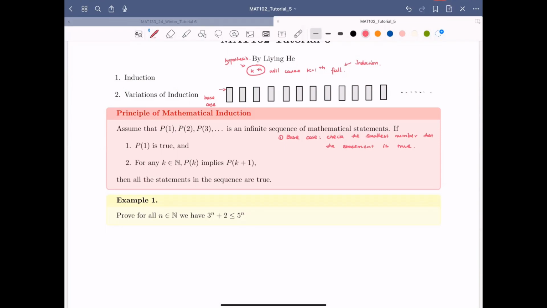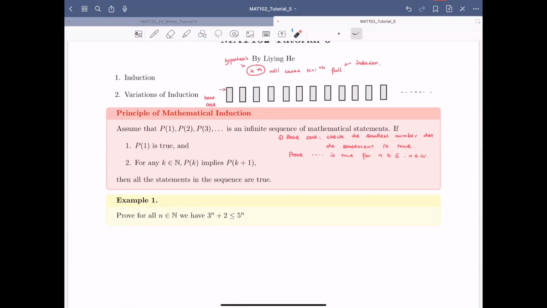So what do you need to do? You need to check. For example, the question says prove something is true for n greater than or equal to 2, where n is natural. In this case, the smallest number for which the statement is true will be 2 instead of 1. I can change this to 10 or 5. If I change this to 5, then your base case is going to be 5.